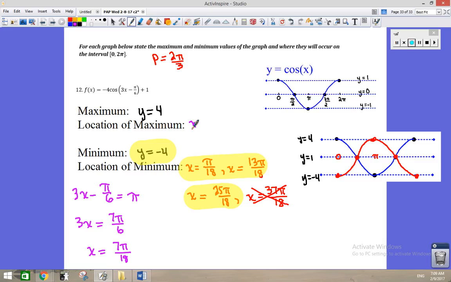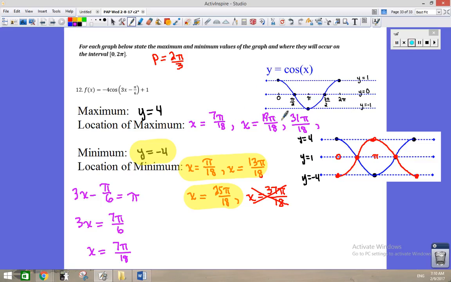So I've got 7 pi over 18. Now, we know that if we add 12 to that, 12 pi over 18, that is 2 pi over 3, we'll be at the next maximum. So the next maximum is going to occur at 19 pi over 18. And if I add, again, 12 to that, 31, I'm still less than 36 because 18 times 2 is 36, so I'm still on 0 to 2 pi.